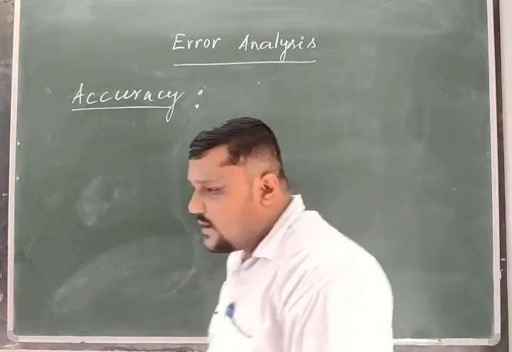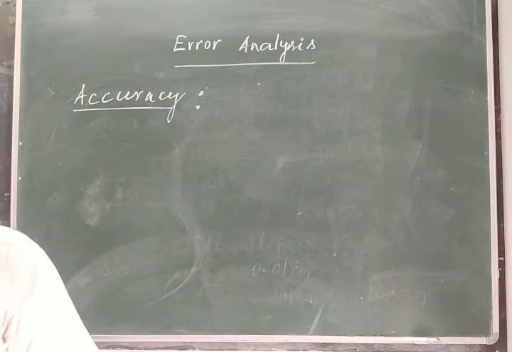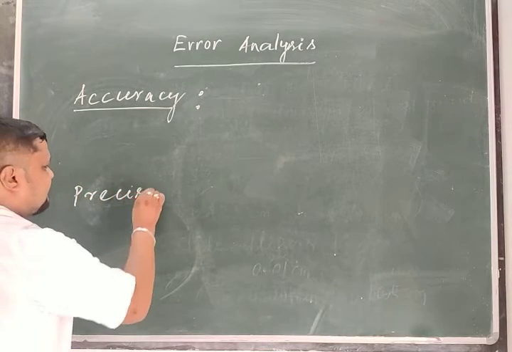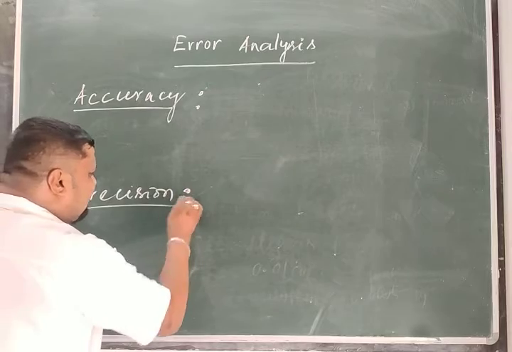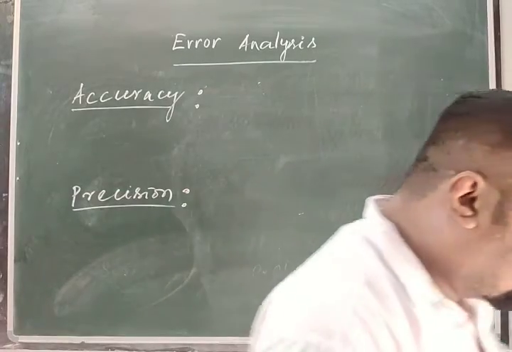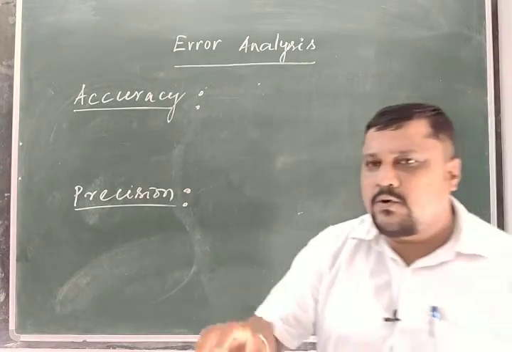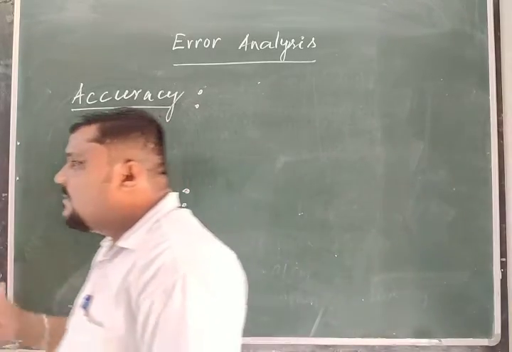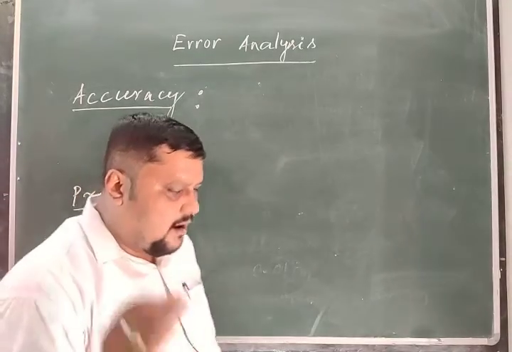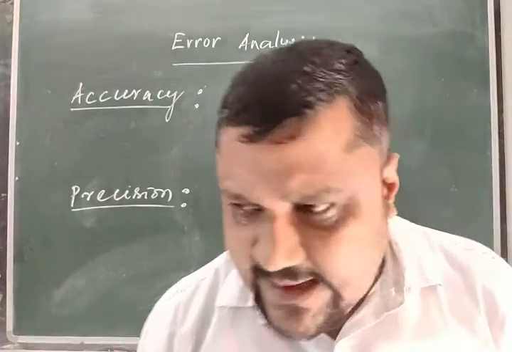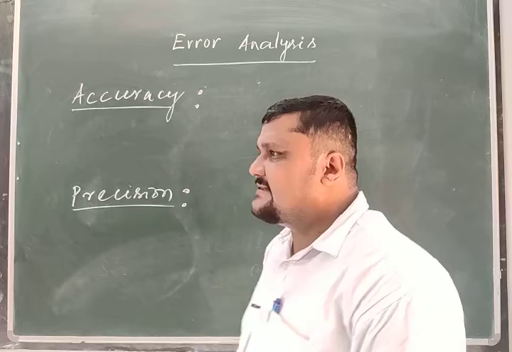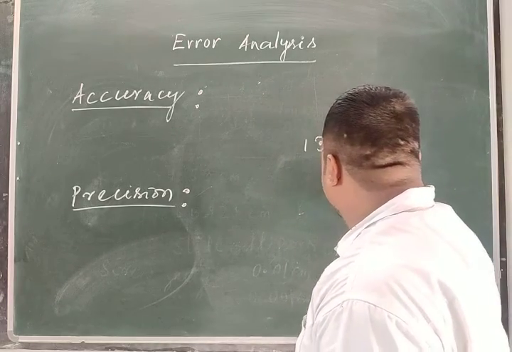And from that we get the words accuracy and precision. So what is the difference between these two, accuracy and precision? Precision is associated with the device, and accuracy is what? How close the measured value is to the true value or the accurate value. Suppose I say that the length of one of the objects is 13.7 cm.